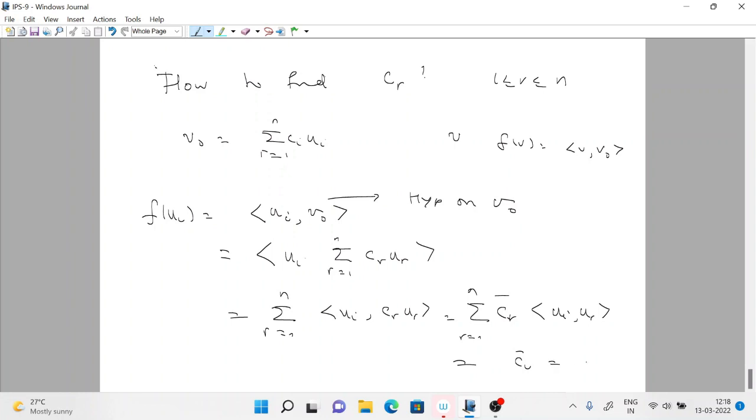Ci bar. See, that's why I didn't want to use i, but I keep forgetting. The bar is over the Ci, that's a complex number, it's bar, not Ci bar. Okay, that's for fun. Right? Therefore, I know what is Ci. Ci is nothing other than f of Ui bar. Therefore, my vector V0 is summation f of Ui bar Ui, i equal to 1 to n.